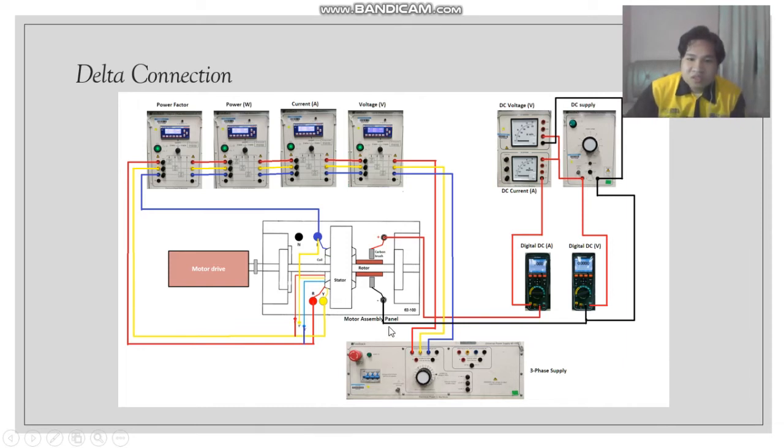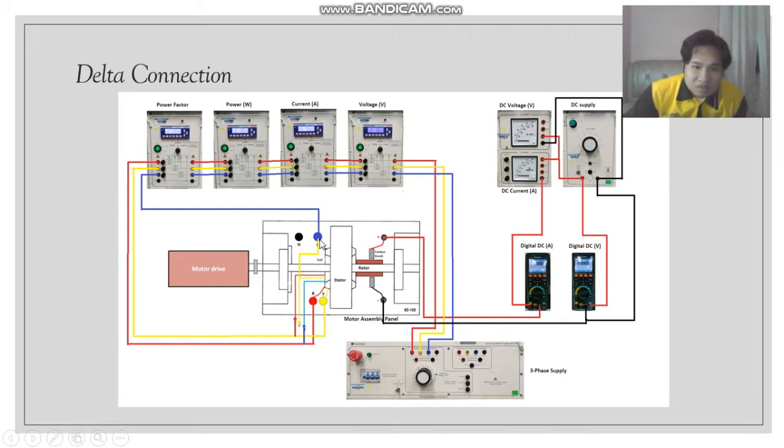So for the connection here, our stator will be connected to the AC supply and our rotor will be connected to the DC supply. For our stator, the red phase, yellow phase and blue phase will be directly connected to our meters here: the AC voltage meter, AC current meter, power meter and power factor meter. And then our three phase here will be connected to our stator in the form of a delta connection.